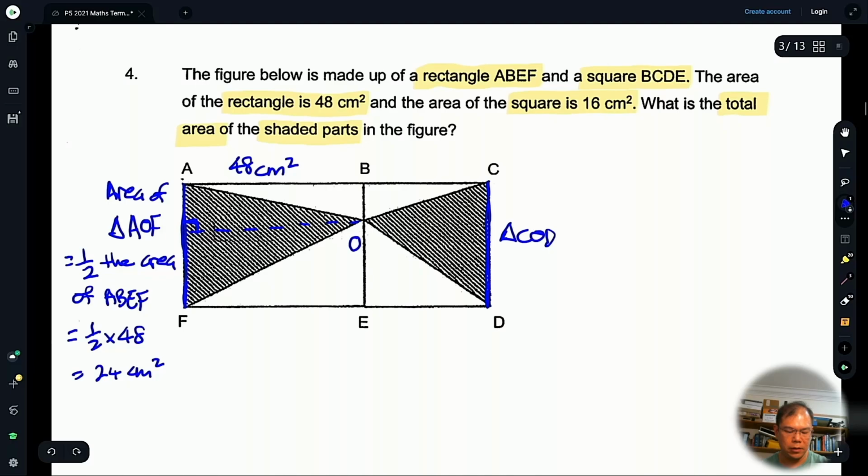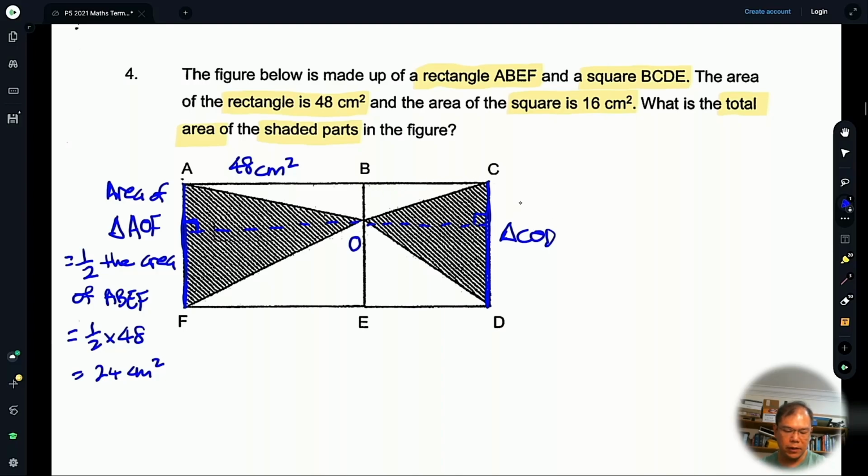inferred also, right, that the area of triangle COD shares one of the sides of the base of the triangle, one of the lengths of the square, and the height of the triangle is actually sharing the length of the square as well. Okay, so the height of the triangle shares the length of the square.